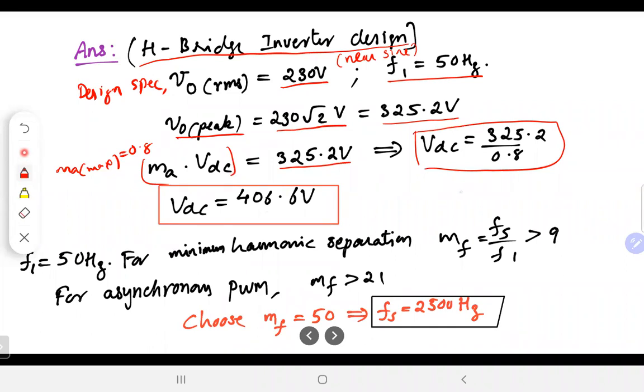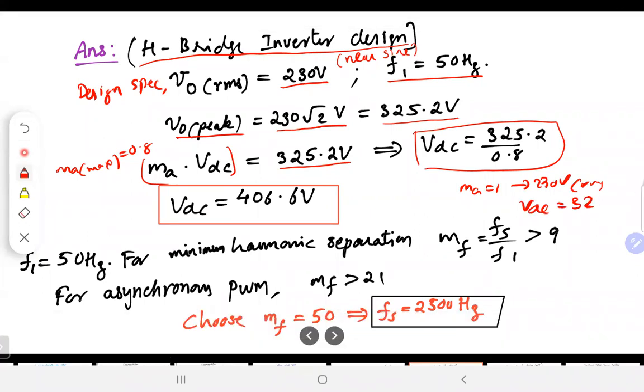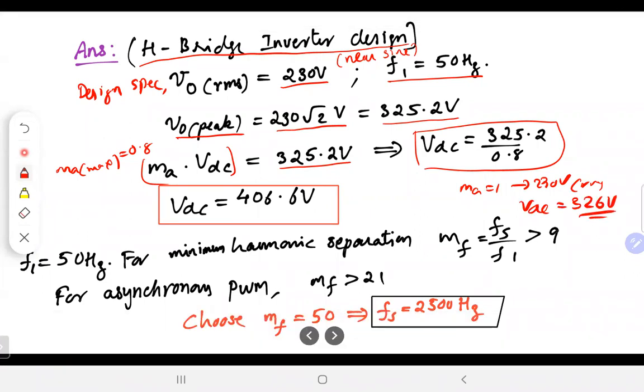If MA equal to 1 was chosen for 230 volt RMS, I would have had VDC as 326 volt, or 325 point whatever that number. So roughly 326 would have been sufficient. But since you have chosen 0.8, we get a little excess voltage for VDC.